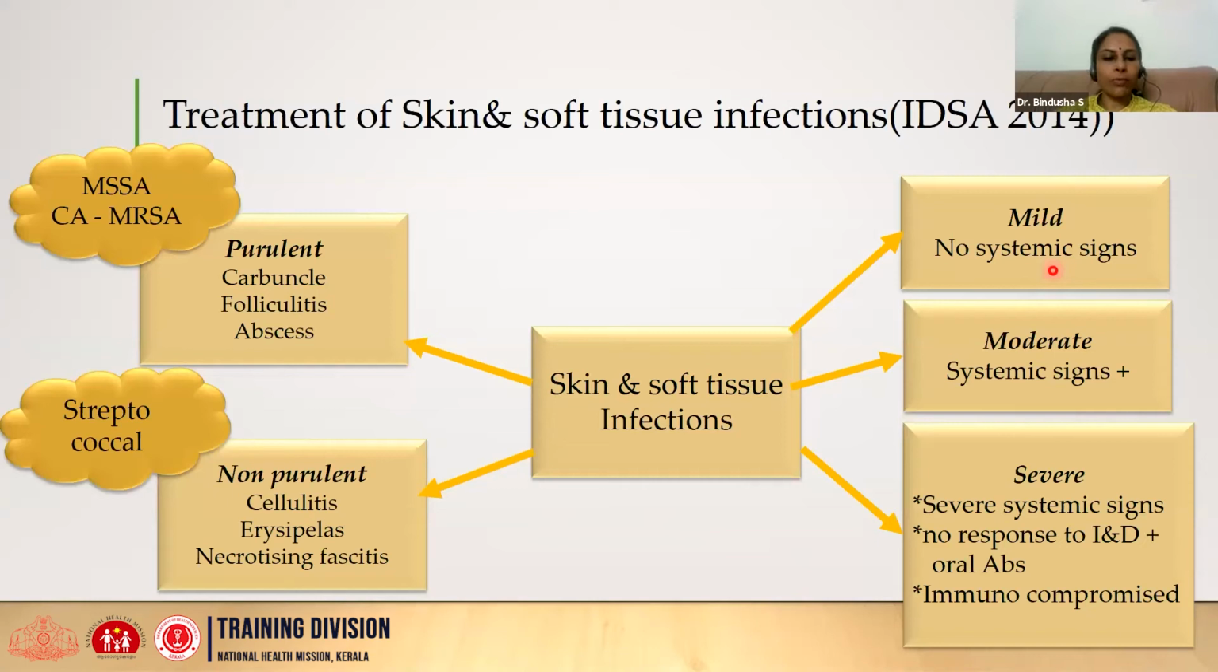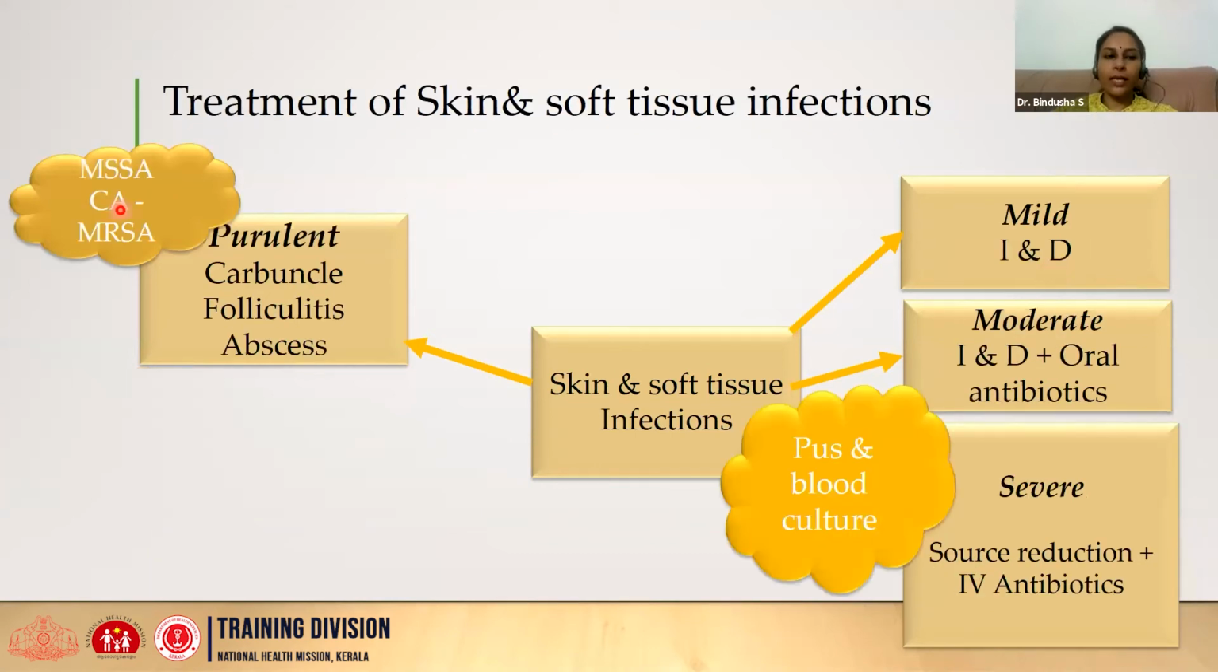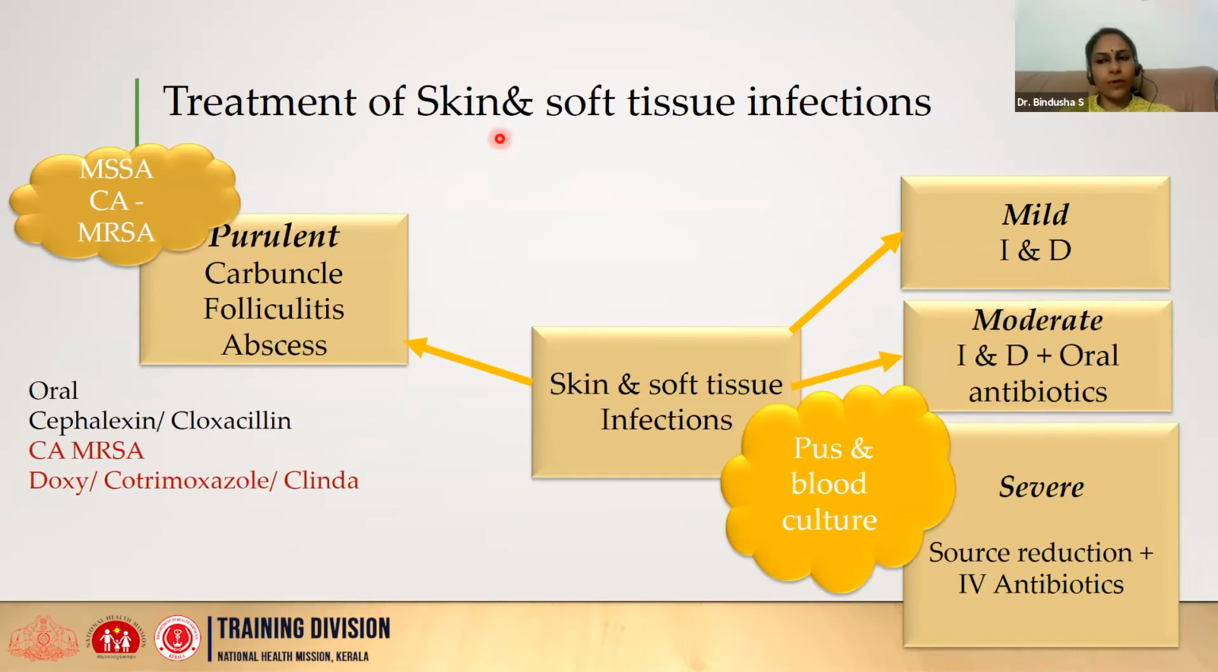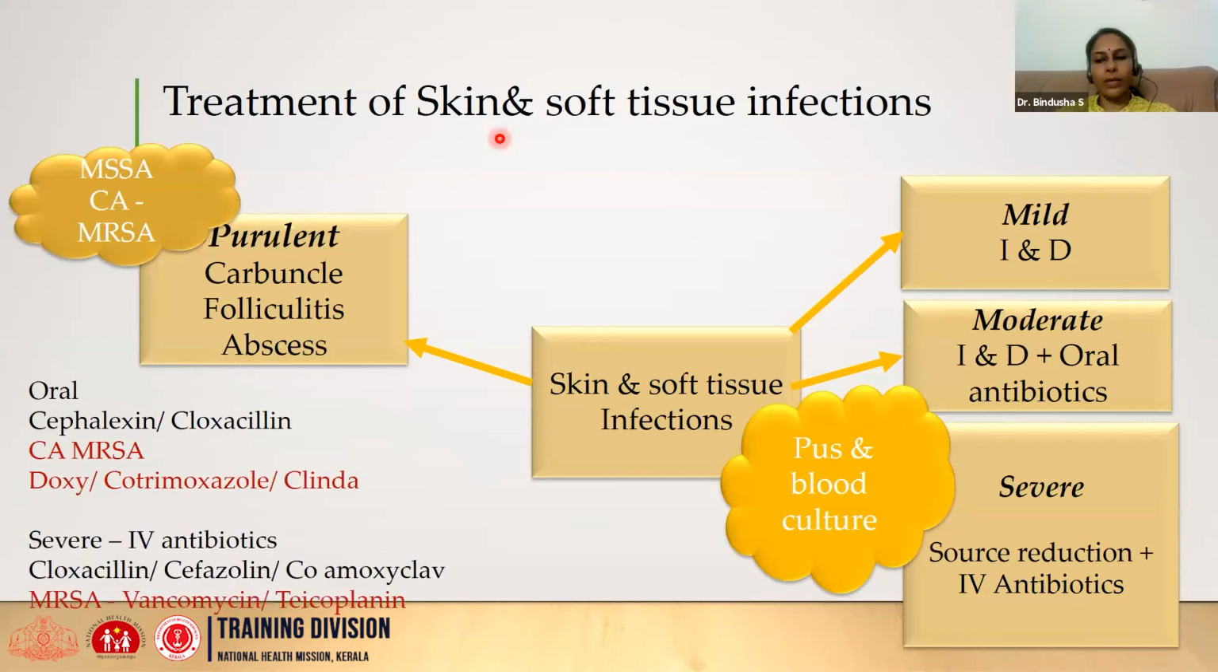So depending upon the severity of infection, we can select the antibiotic. For purulent infection, as we said earlier, it is Staph aureus. For mild infection, we just need to do incision and drainage, let out the pus. Sometimes we need not even give antibiotics. For a moderate infection, along with I and D, we have to give oral antibiotics, and the preferred one is cephalexin or cloxacillin. If not responding, we will need to change to cover community-acquired MRSA, and for severe infections, we need to give IV antibiotics.